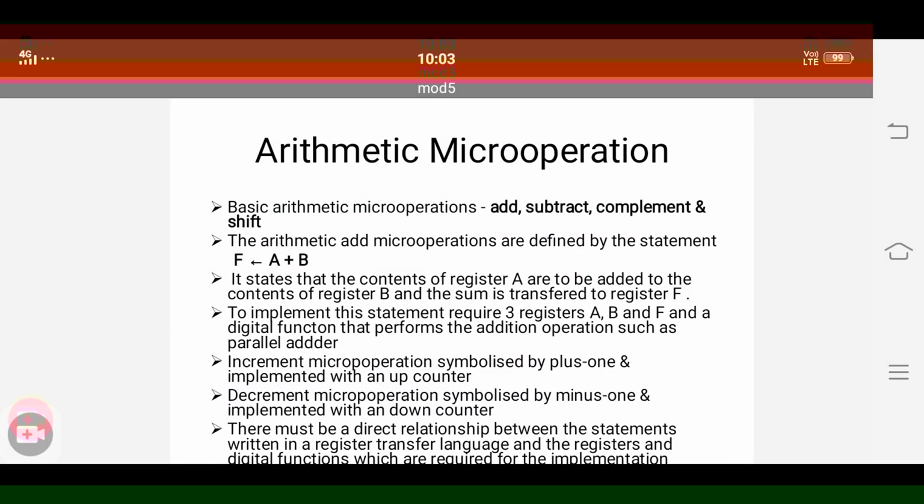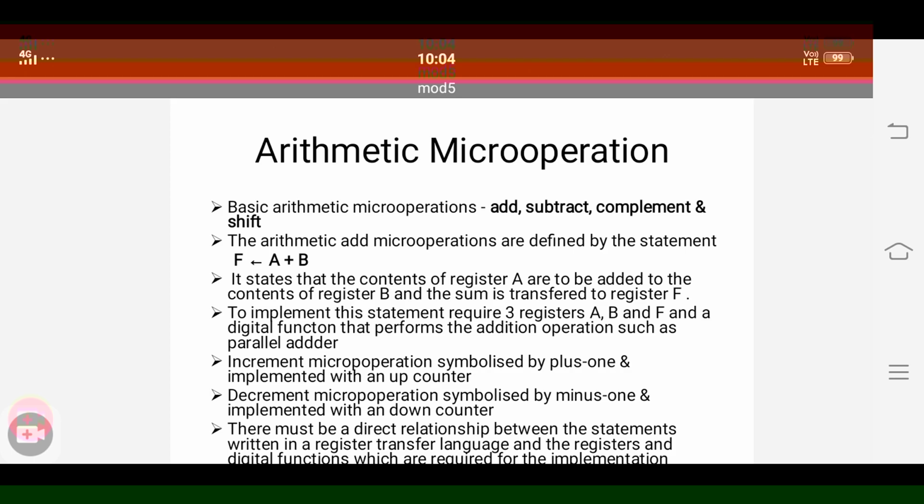Hi all. In the last class we discussed what RTL, register transfer logic, is, what a micro operation is, what we mean by a control function, what the use of registers is, and the first micro operation, that is inter-register transfer. In this class we can study the next type of micro operations.